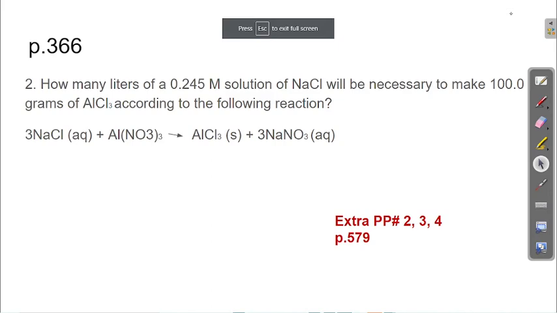Ask me questions on Friday when we do our Zoom session together, if you have questions about this. But you've been doing stoichiometry for a while, just now you're applying it to solutions.